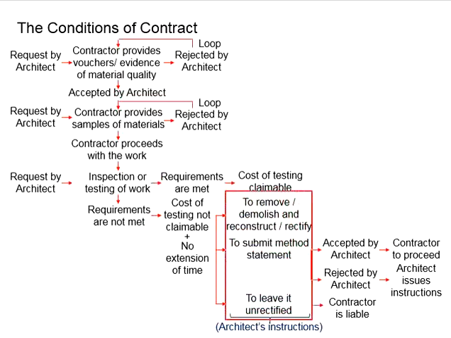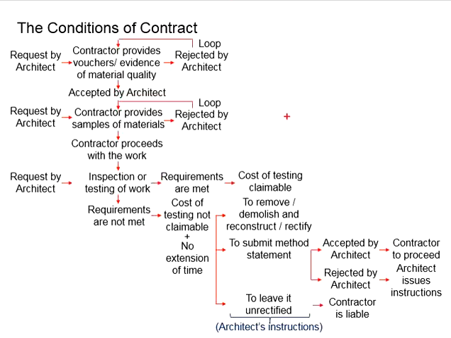There are three possible instructions that can be given by the architect. This is dependent on the situations as well as the wisdoms of the architect. First, whether to remove or demolish and to reconstruct or rectify the work. If the architect instructed so, the contractor will need to carry out. Reluctant to carry out, the employers have the right to hire somebody else for the work, and the cost will be offset from the payments to the contractor.